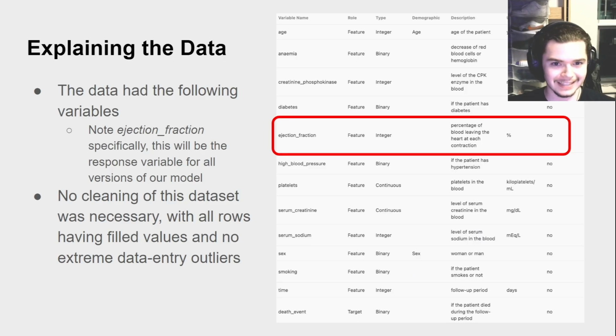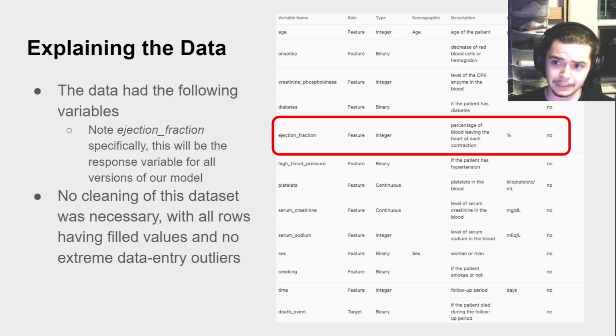So to explain the data itself, the data had all of these following variables that you can see on the right in this image. I circled this specifically: ejection fraction. This is the response variable we will use for our study. It is a continuous variable, and we wanted to look at this specifically since it would be pretty easy to tell whether the response would make sense or not. It was also interesting seeing how, as I mentioned earlier, ejection fraction is something that can really predict heart failure or not in a patient.